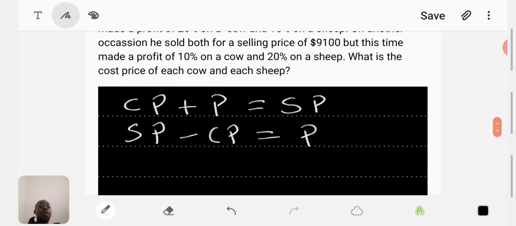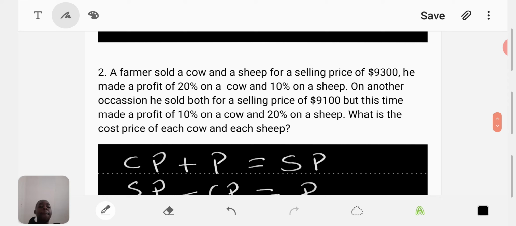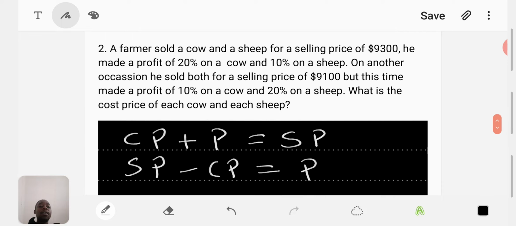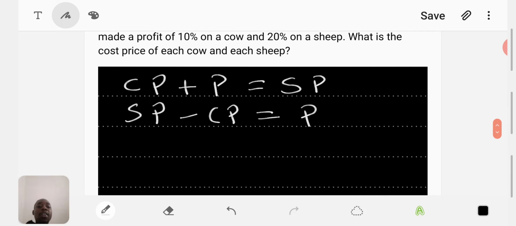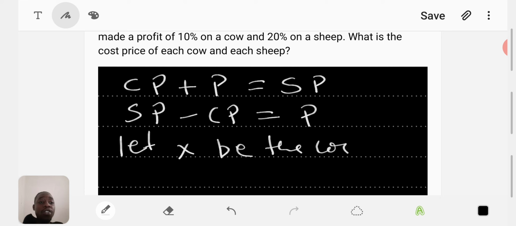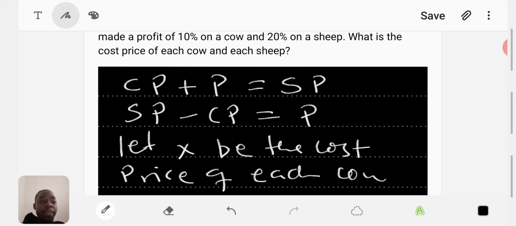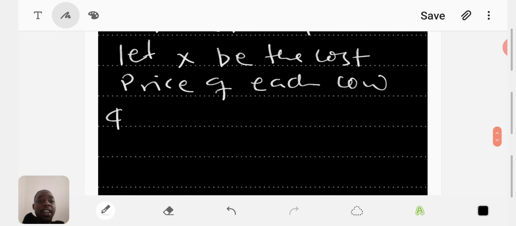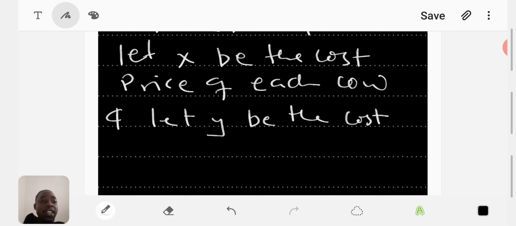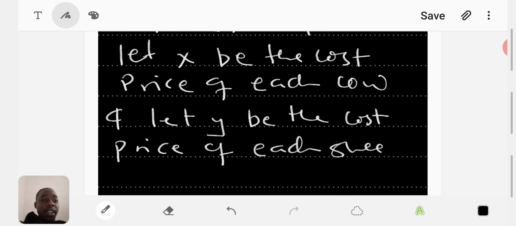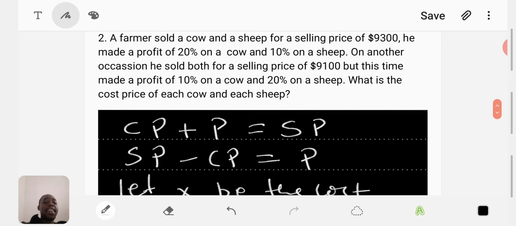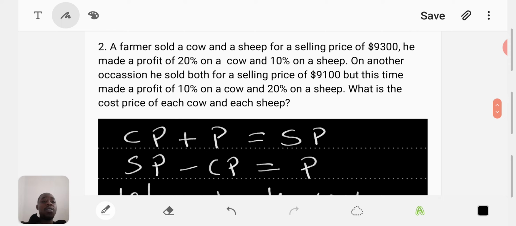So for our first equation of the simultaneous equations, like the previous one, let x be the cost price of each cow, and let y be the cost price of each sheep. There you go.